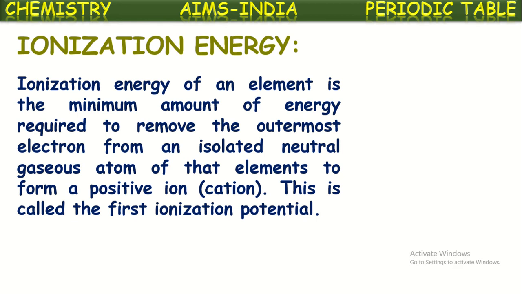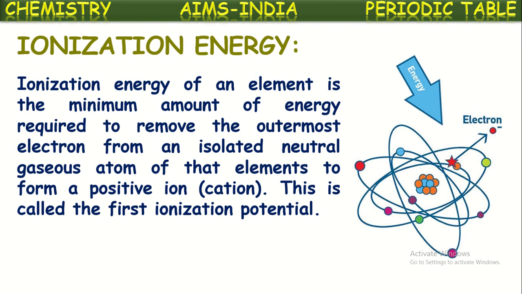The amount of energy required to make it a unipositive ion is called ionization energy, which is also called ionization potential. That means if a certain amount of energy is supplied to an isolated neutral gaseous atom, it loses an electron from its outermost orbit. The energy required for the loss of this electron is called ionization energy or ionization potential.